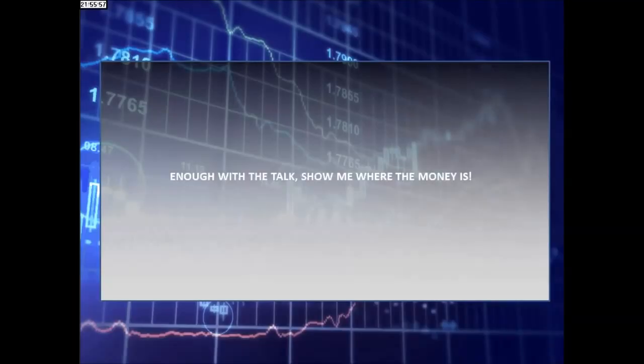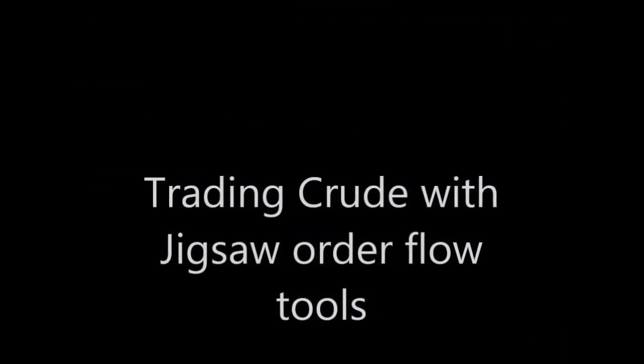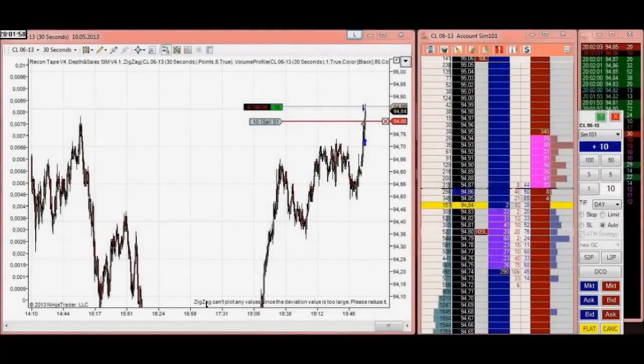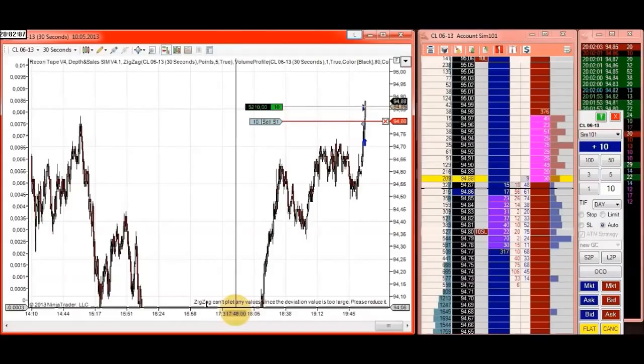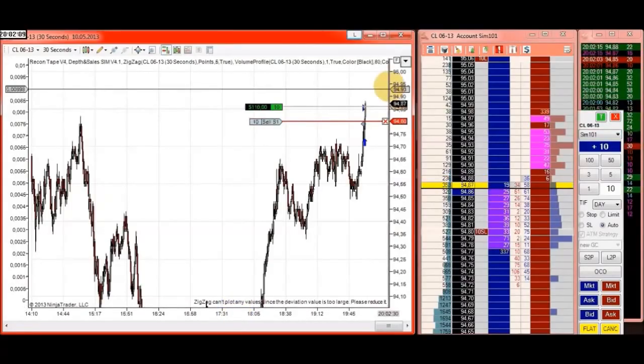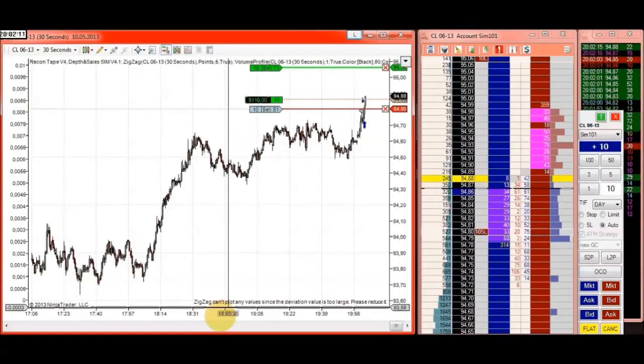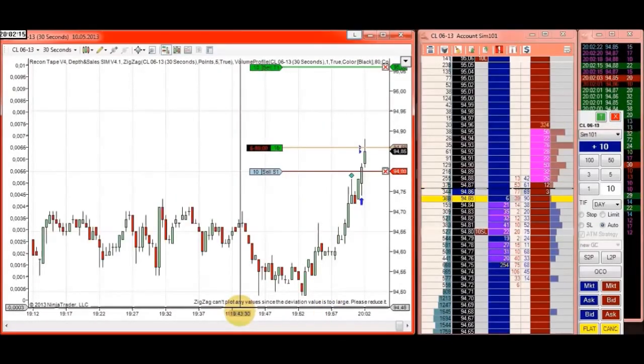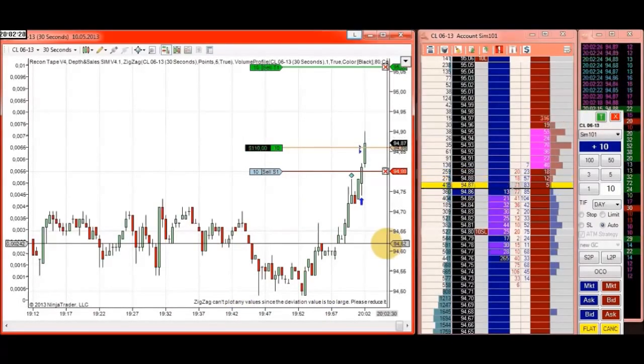So let's continue with some practical examples. So let's have a look at the crude oil example. This trade has already started, but the premise for this trade is a break of a double top. The previous swing high was a significant swing high, and I expected to have some stop orders above.